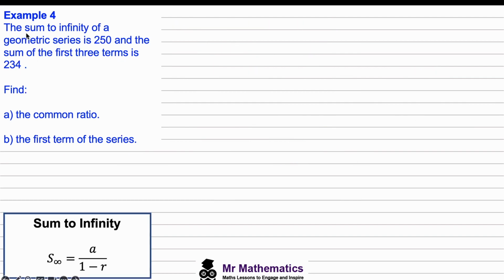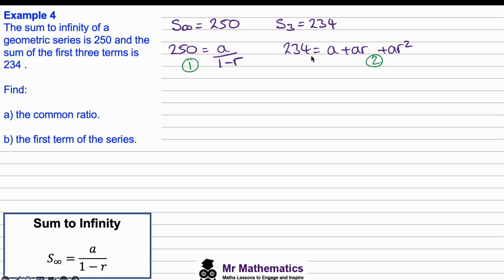In example 4, we're told the sum to infinity of a geometric series is 250, and the sum of the first 3 terms is 234. We've been asked to find the common ratio and the first term of the series. So we know the sum to infinity is 250, so we can substitute this into our formula. We'll call this equation 1. And then for the sum of the first 3 terms, we know this will be the first term plus the second term plus the third term, and we'll call this equation 2.